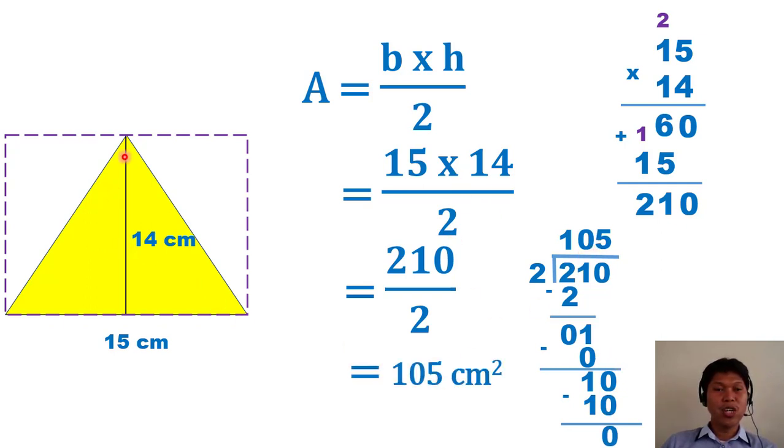So the area of this triangle is 105 square centimeters, which is equal to 1/2 of the area of the parallelogram, which is 210 square centimeters.